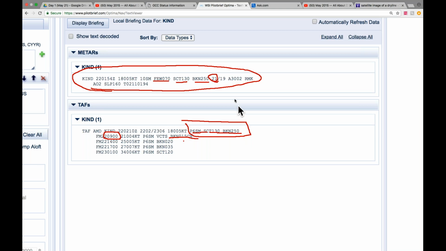Remember, the icing conditions are 10 degrees and below with visible moisture. So as long as he's staying out of the visible moisture, we're good to go.